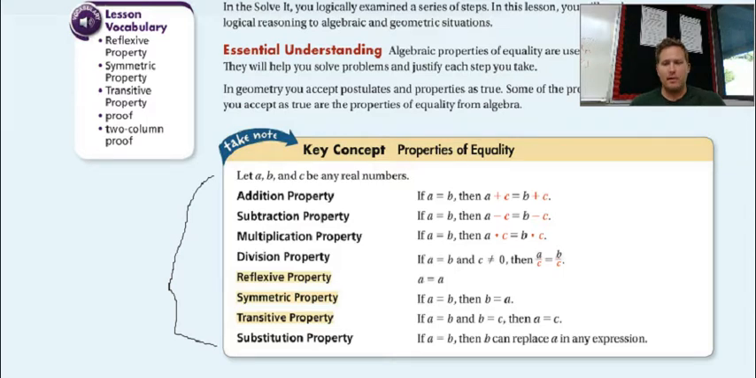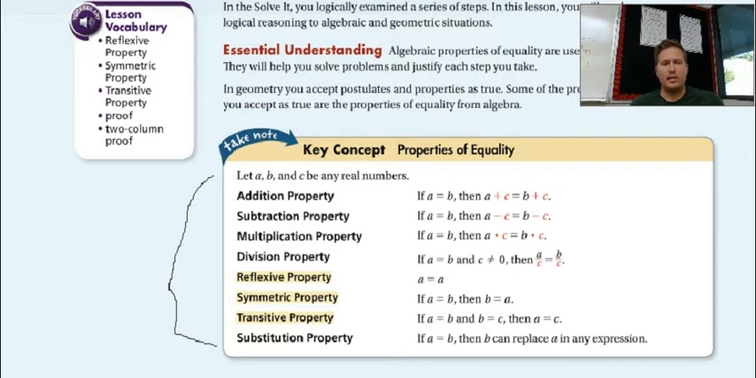The symmetric property is A equals B and then B equals A. So you're just taking those two and switching them. It's kind of like the converse that we talked about. So if A equals 4, then 4 equals A. We just switch those two. That's all the symmetric property means.